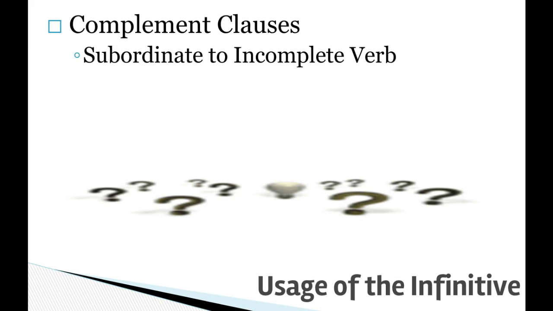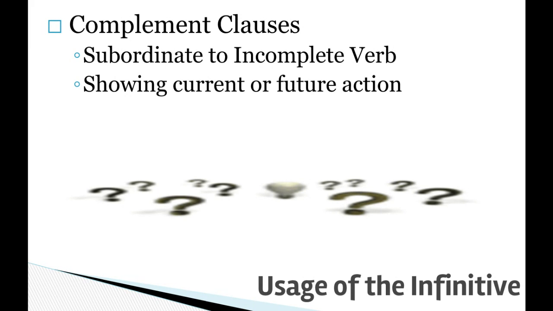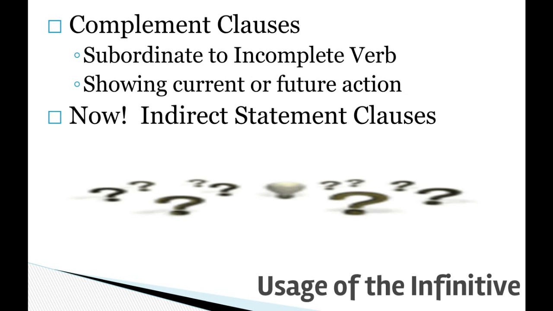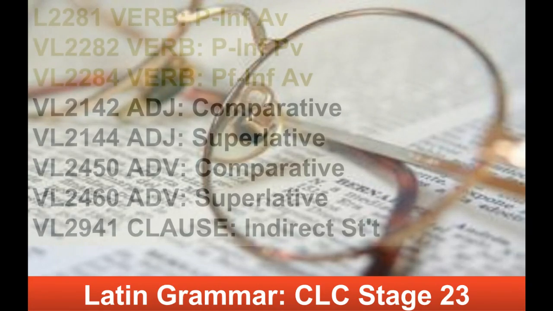All right, well, what do we use the infinitive for? We've already seen it with complement clauses, subordinate to an incomplete verb. I want to go to the store. It shows a current or future action. But we're going to be learning at the end of this lecture about the indirect statement clause, which is how you can signify when somebody is saying, thinking, or doing something.